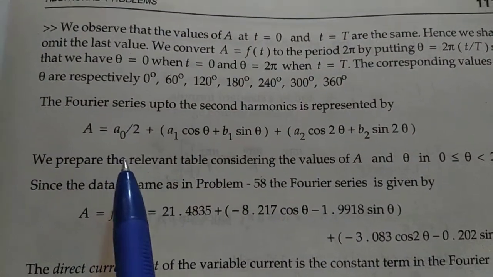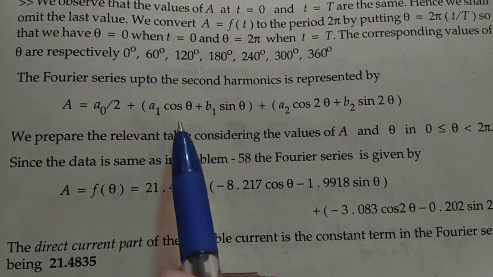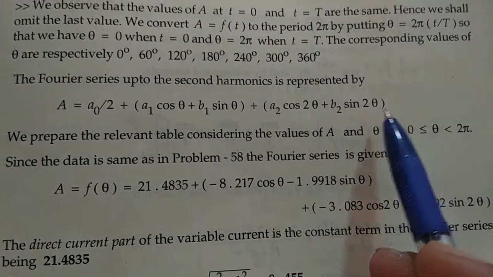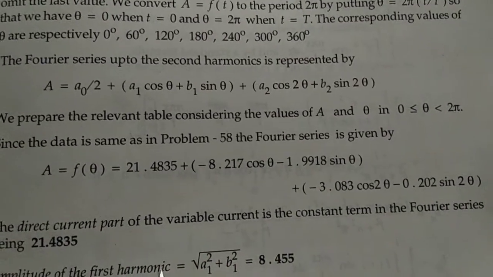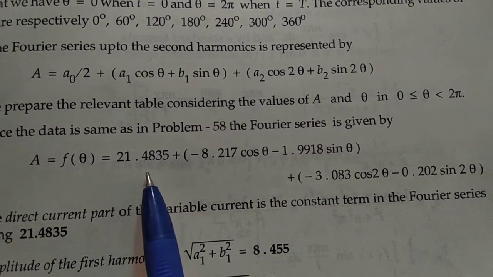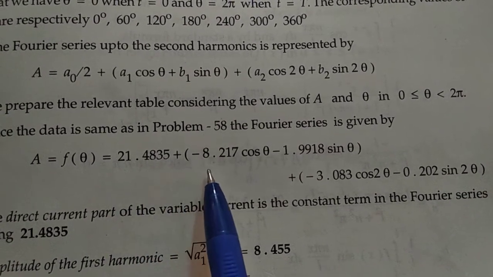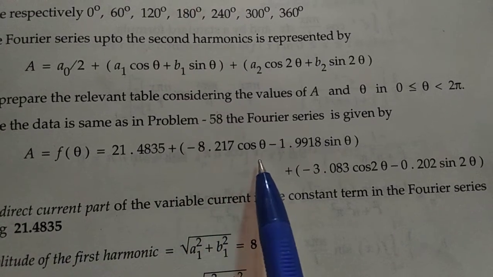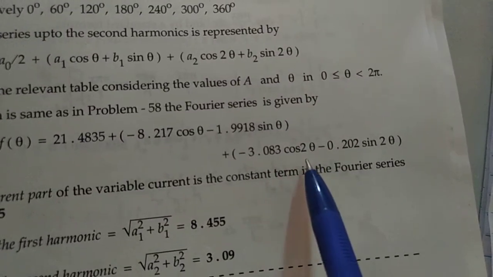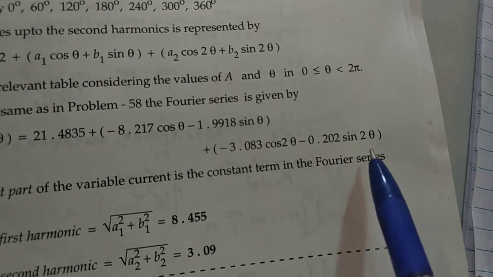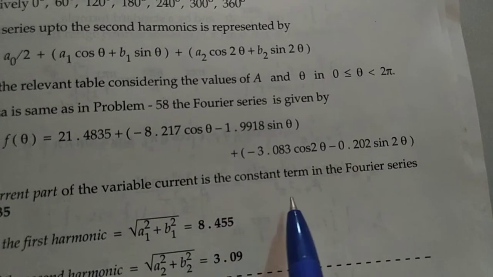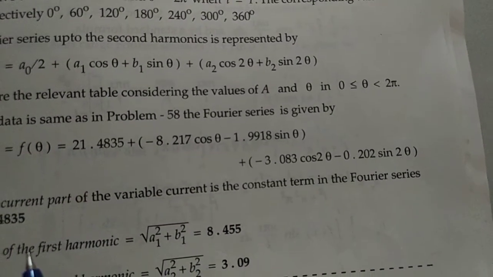Then you have to simplify. The Fourier series up to the second harmonic is given by a0 by 2 plus A1 cos theta plus B1 sin theta plus A2 cos 2 theta plus B2 sin 2 theta. Simplifying, what you get is 21.4835 plus 8.217 cos theta minus 1.9918 sin theta plus 3.083 cos 2 theta minus 0.202 sin 2 theta. For the question, the direct current part of the variable current is the constant term in the Fourier series.